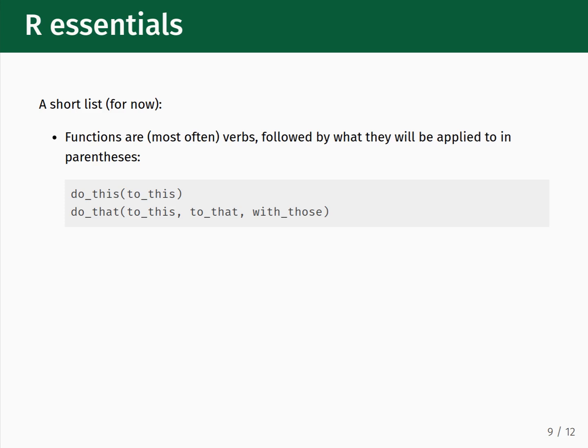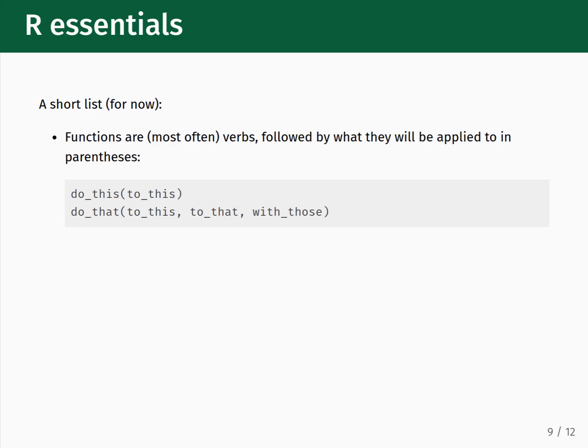Here, we are saying to do this to this. So the function is acting on a quantity or object. There can be more than one input in a function. So we can do this to this, as well as to that, with those values we saved earlier. If that seems confusing, don't worry. It'll become more comfortable as you practice using it.